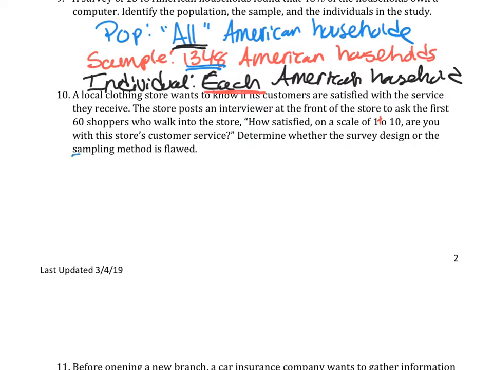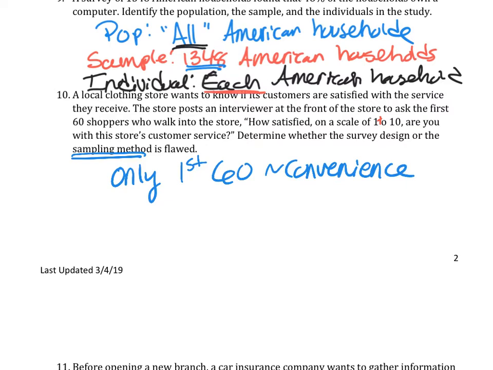However, the issue comes with the sampling method. There are two things wrong here. First, they're just asking the first 60 people, so they're not getting a good spread of customers throughout the day, which makes it a convenience sample. But also, they're asking them as they walk into the store, before they've even experienced their shopping. So that's also not good. Again, that would be the sampling method that's flawed. The survey design, the question itself, is fine. It's just how they're going about asking it.